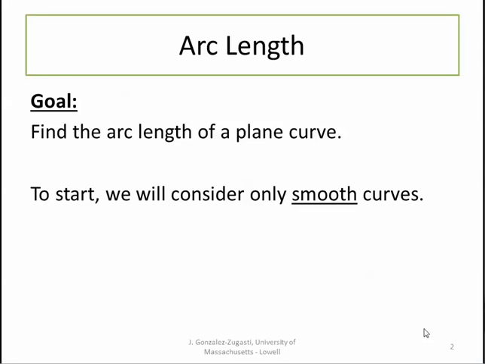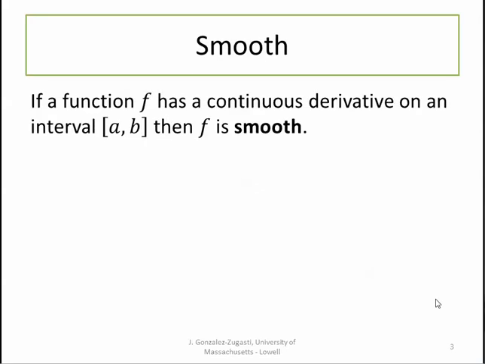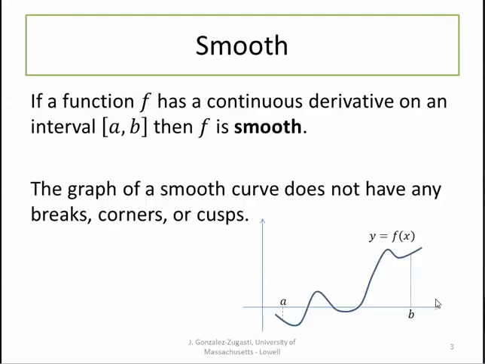So what we want to do is only consider special curves. We're going to only consider smooth curves. And a smooth curve is this: if a function f has a continuous derivative on an interval [a, b], then f is smooth. So that's telling us that the graph of y equals f of x doesn't have anything nasty in it. There's no breaks, there's no corners, there's no cusps. It's a really nice function.